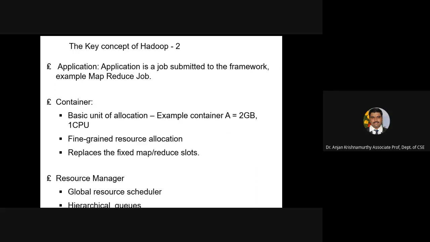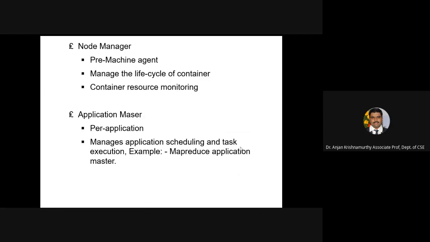The resource manager is responsible for global scheduling of resources, right? Hierarchical queues are maintained by the YARN resource manager. The node manager is responsible as the per-machine agent. It is responsible for the life cycle of the container and the container's resource monitoring. Application master is responsible for creating an application master instance for every application. It manages the scheduling of task execution, for example the MapReduce application master.